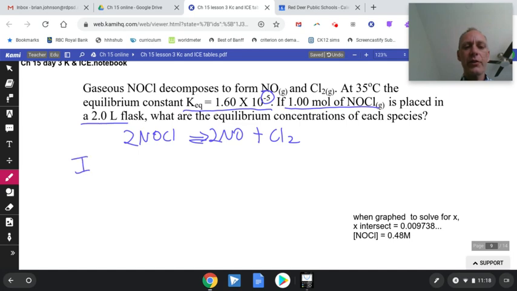Okay, and they're saying 1 mole of NOCl in a 2-liter flask. So that's our initial concentration. 1 mole in a 2-liter flask. Okay, so that works out to be 0.5 moles per liter. And that's it. It's an empty flask other than that. So those are zeros.